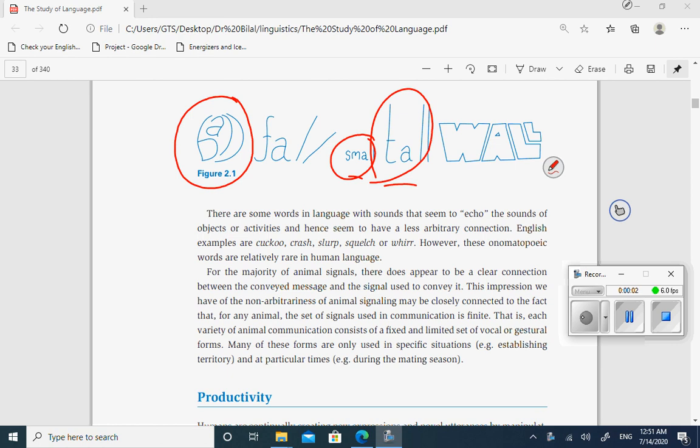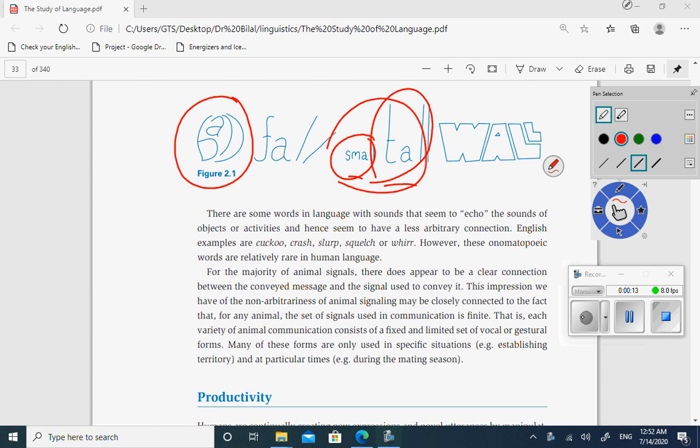Sorry, let's continue our lecture. Now, as I was telling you, we use those words, for example, to teach kids the differences between small and tall, or short and tall, etc. Okay.